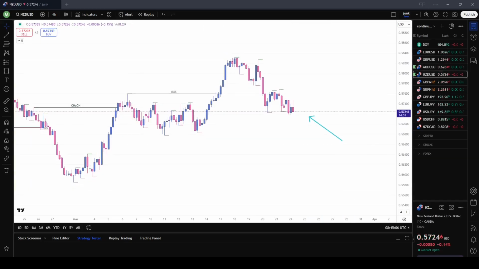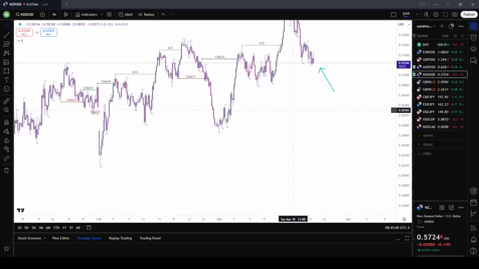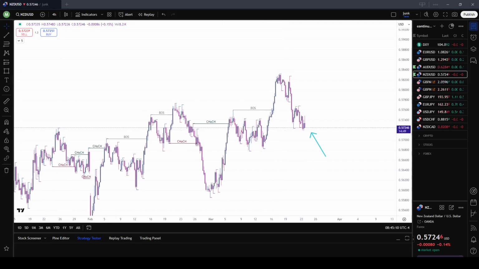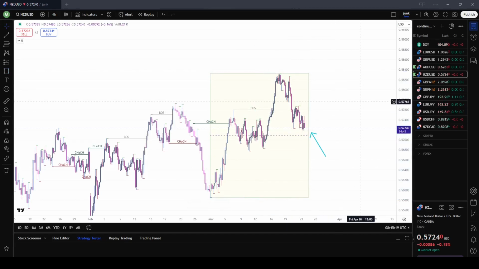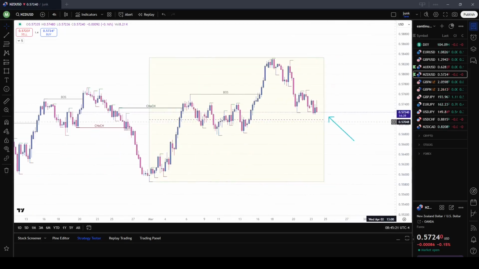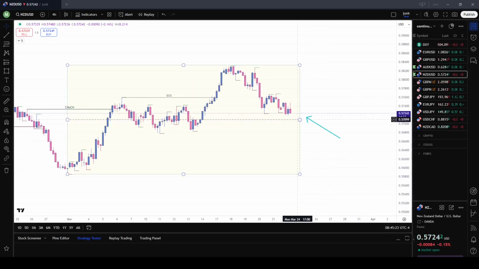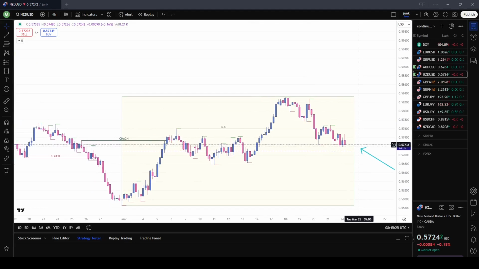NZD USD. Let's go ahead and map out the current range. As we've been saying, price has been bullish for this pair, has started retracing since last week, and hasn't gone back and taken out the lows of the previous structure.